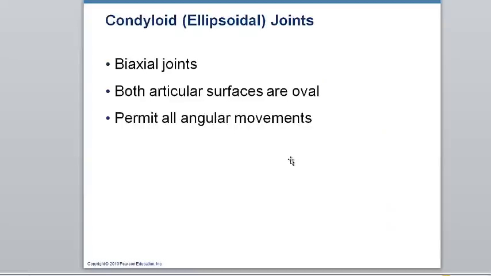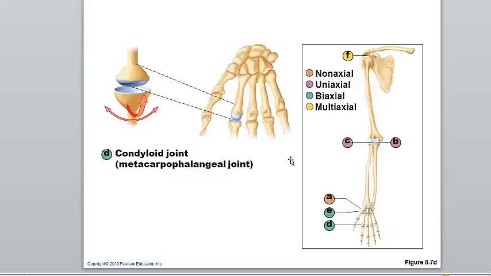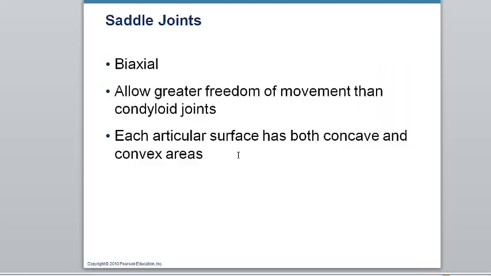And the next one is the condyloid joint. Condyloid is a biaxial joint. Here both the surfaces of the bones are pretty much oval. So where are you going to see that? You're going to see that where you have the metacarpophalangeal joint. So here's a metacarpal bone and here's a phalanx bone. Between those two you have your condyloid joint. Both the surfaces are oval in shape.